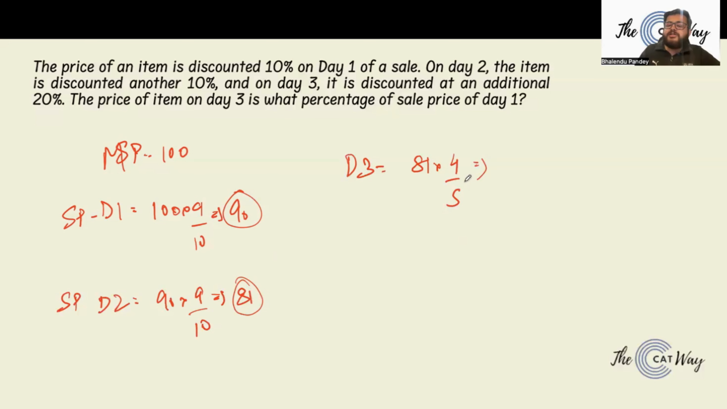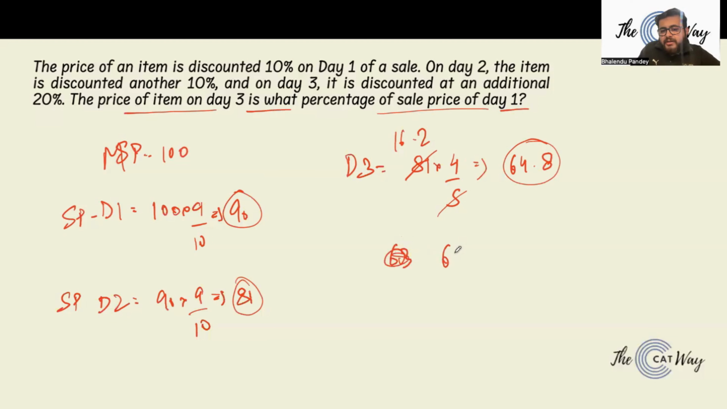Right? So it is being sold for how much? 81 divided by 5 is 16.2. 16.2 into 4, 16 4s are 64, and .2 into 4 is .8. So it is being sold for 64.8. Correct? So now the price of day 3 is what percentage of the sale of day 1? So the price of day 3 is 64.8. Right? And the price of day 1 is 90.